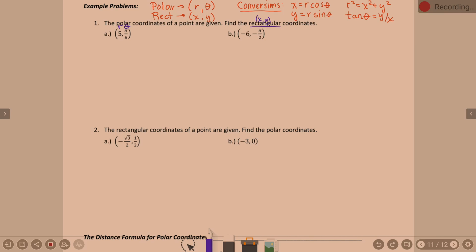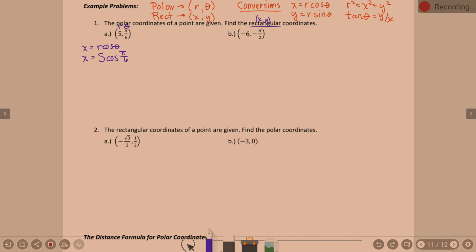Okay, so we're looking at our conversions. If we know r and theta, could we use x equals r cosine theta to find x? So x equals r cosine theta. X equals 5 times cosine of pi over 6. I don't remember what my answer key has. I have both on here. We're going to talk about both just because it's a good opportunity to.